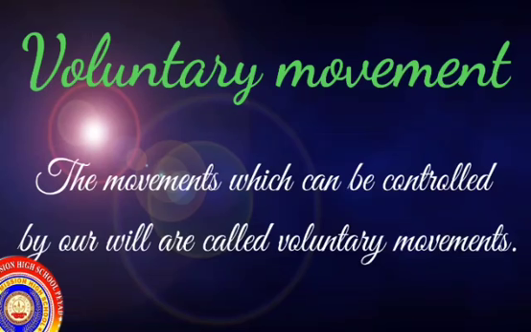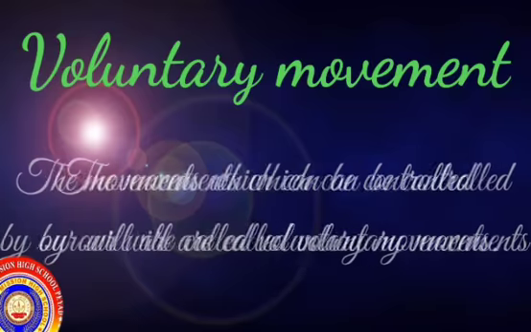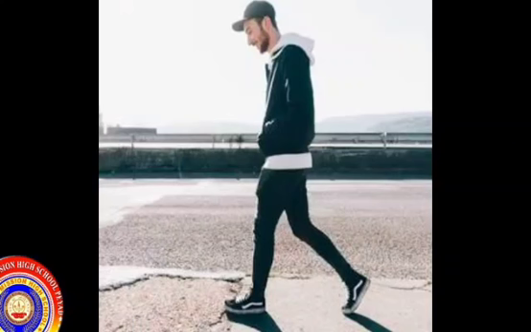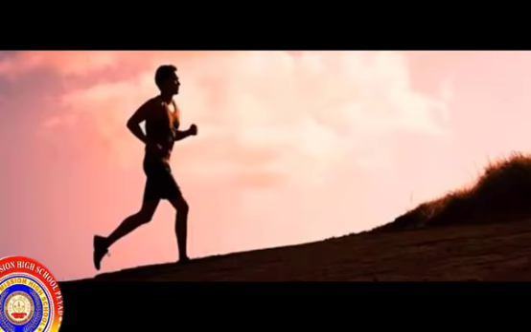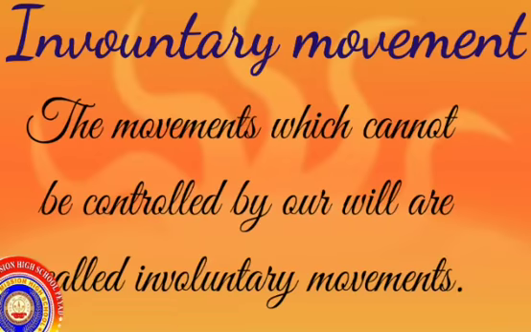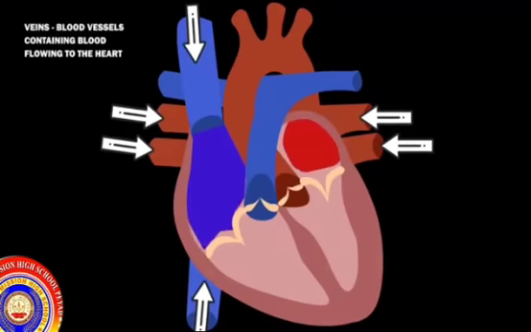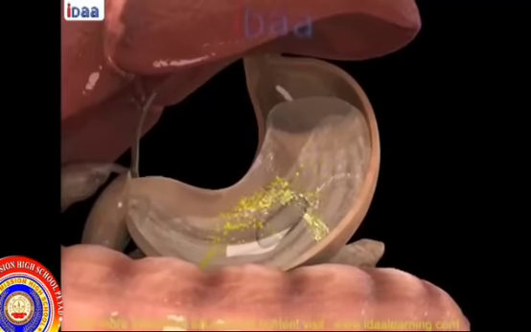The movements which can be controlled by our will are called voluntary movements. For example, walking, jumping, etc. The movements which cannot be controlled by our will are called involuntary movements. For example, heartbeat, digestion, breathing, etc.